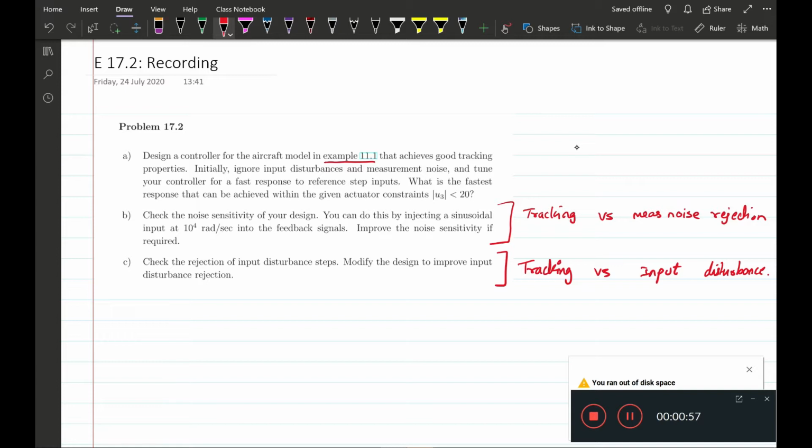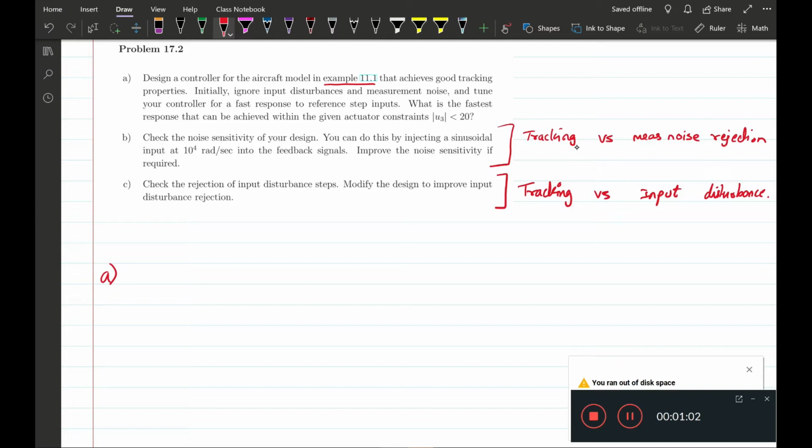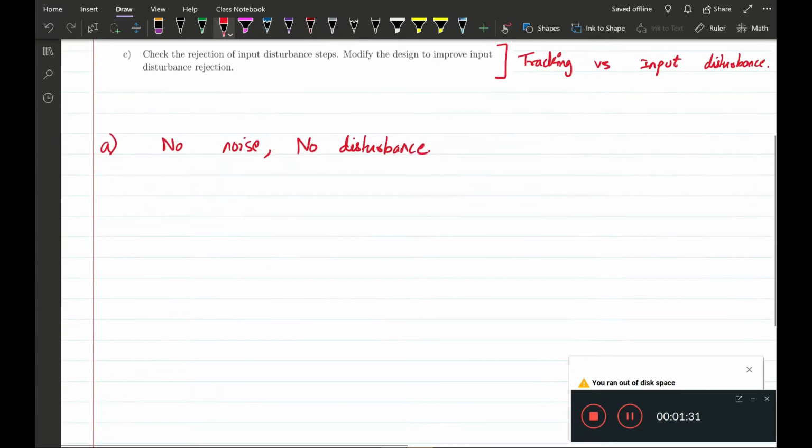So let's start. So let's first look at part A. For part A we're asked to ignore input disturbances and measurement noise, and the constraints are only on the third control channel, U3. So we assume that there is no noise and no disturbance first, and we will then do a two-block design. Let's see what we mean by this.